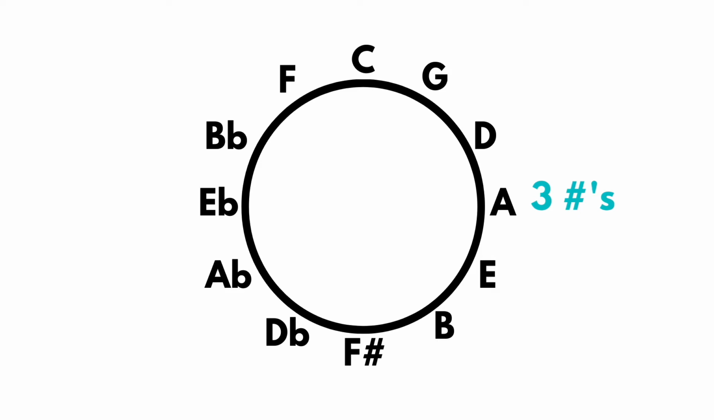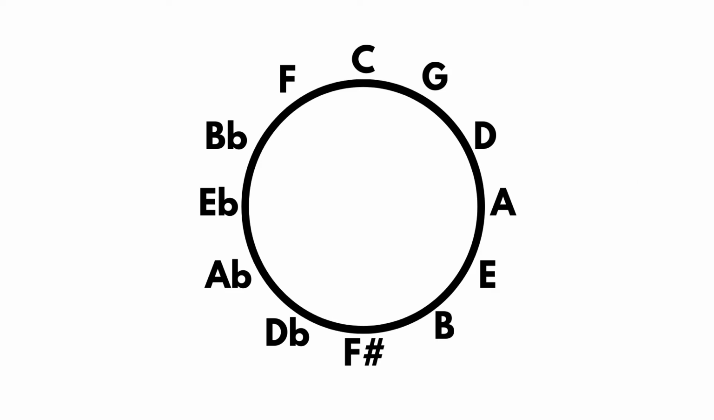Now let's figure out which notes are sharp in the A major scale. Let's begin counting from F. 1, 2, 3. Okay, so now we know that there is an F sharp, a C sharp, and a G sharp in the A major scale. And this pattern can be seen as we go around the circle of fifths.